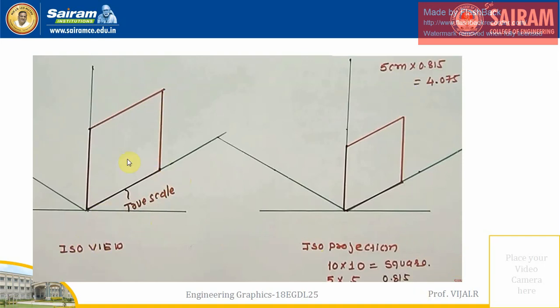And suppose we draw 5 centimeter true, and this is the reduced scale. After this is 5 centimeter, 5 centimeter, 5 centimeter, exactly what we have done for the true value. But after completion, it should be reduced as an isometric iso projection. That is, we have to draw only with this scale. 5 centimeter is equal to 0.815. If you multiply it, you will get 4.075. So this distance will be only 4.075, and this is 4.075, like this.